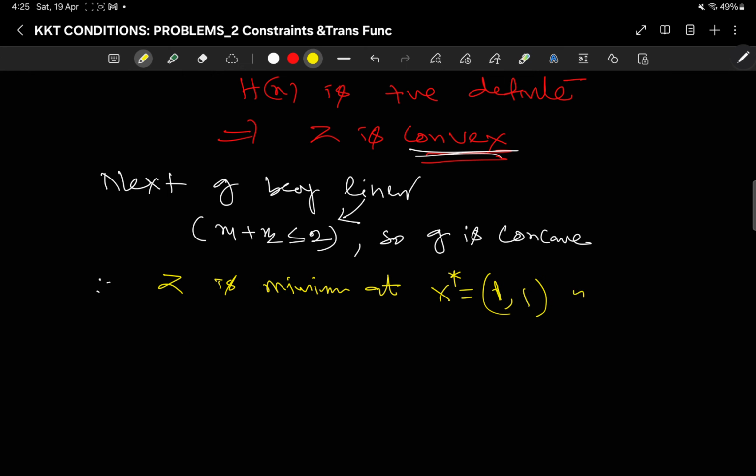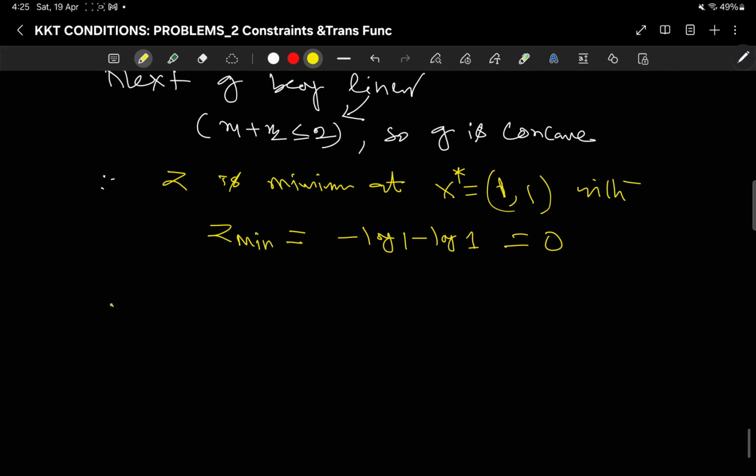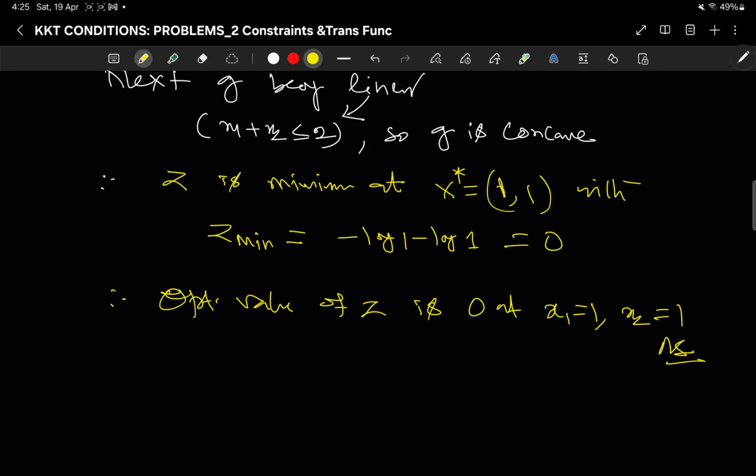With Z minimum value equal to minus log 1, which is equal to 0. So therefore the optimum value of Z is 0 at x1 equal to 1, x2 equal to 1. This is your answer.